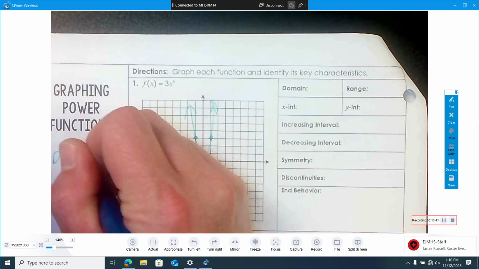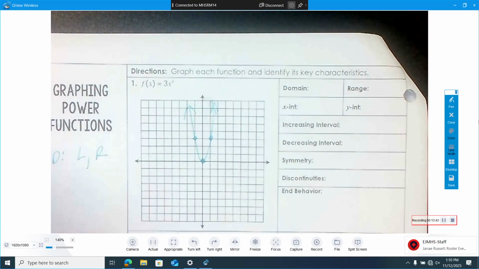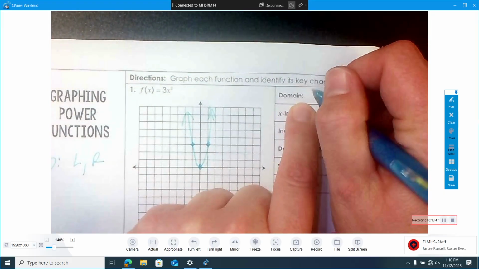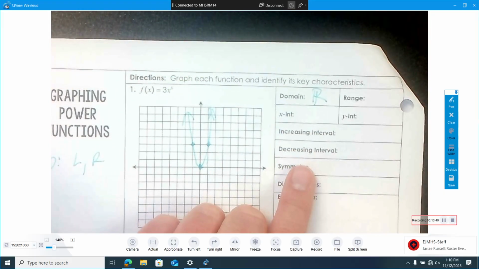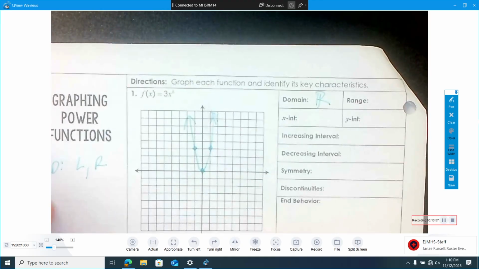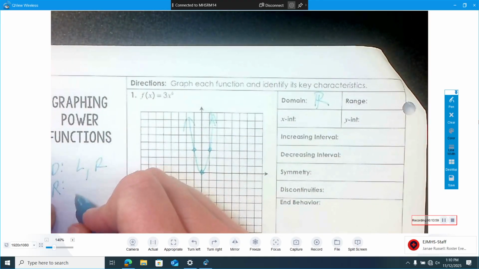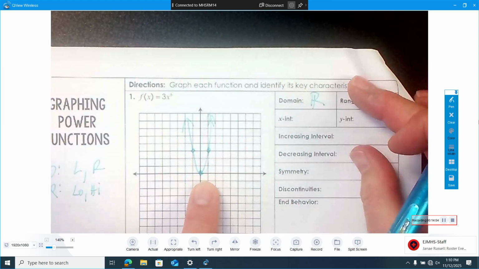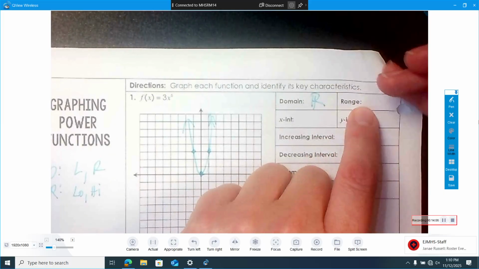Yeah, domain is how far left and how far right the graph goes. So what is the domain? Infinite, yeah. I'm just going to put the big all real numbers here, but negative infinity to positive infinity would work with parentheses. What is the range here? 0 to positive. Yeah, low to high. So the lowest value is 0, and the highest value is infinite.